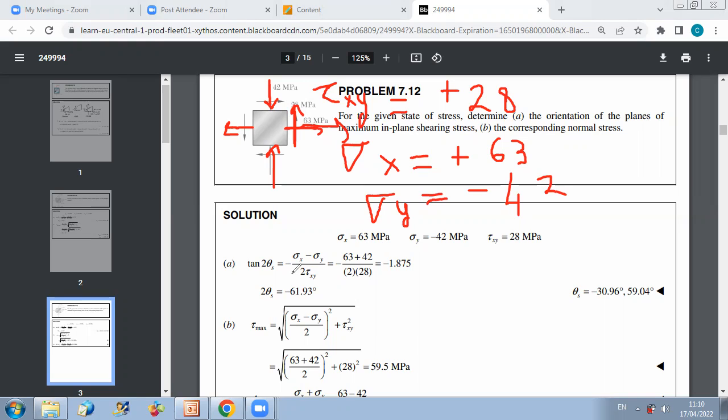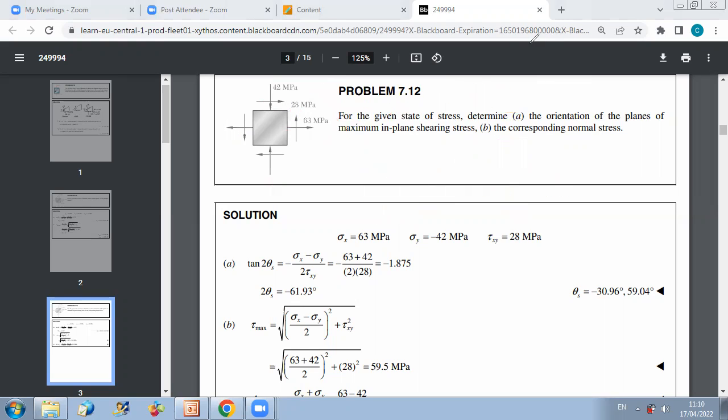Once you determine the state of stress, now you can calculate all your angles. You can find the values of your angles. So all you have to do then is the following. I want to find the angle of the orientation of the plane of maximum shear stress.